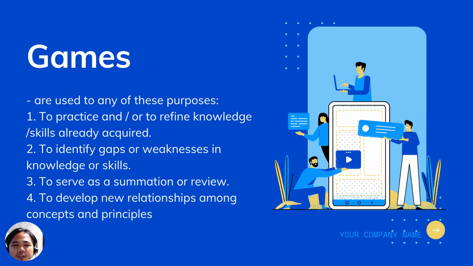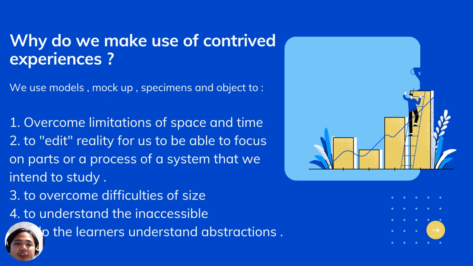Now, why do we make use of contrived experiences? Well, first, we use models, mock-ups, specimens, and objects to overcome limitations of space and time. Sometimes preparing or finding real objects may be time consuming, so we are bounded by it and we are limited. So it's best to just use some models or mock-ups maybe.